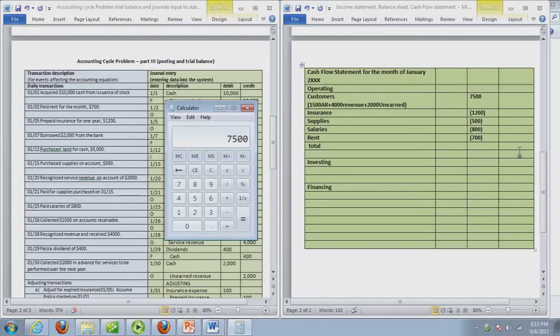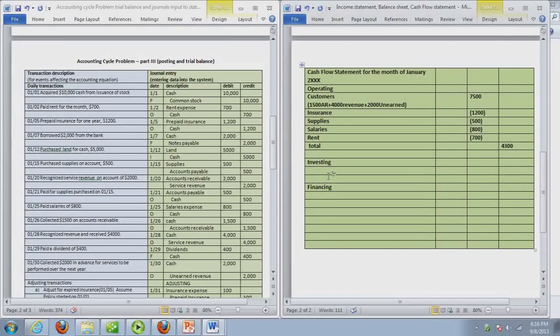So positive 7,500 minus the other numbers. So it's important, again, you do show the negatives. And we'll hope for the best. So I've got 4,300 as my total. It's a positive number, so it's an inflow. Then we can go on to investing. We purchased a piece of land. There it is. So we have land.